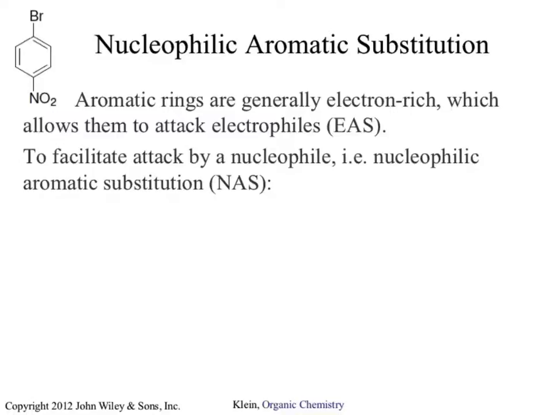Okay. Why is the NAS mechanism then going to be so bizarre? What is the ring acting as? An electrophile. So with a ton of electron density, it is now acting as if it has none. That's kind of weird. Okay? So there are some conditions that we have to do to go through and adjust our reaction. The ring must be electron poor.